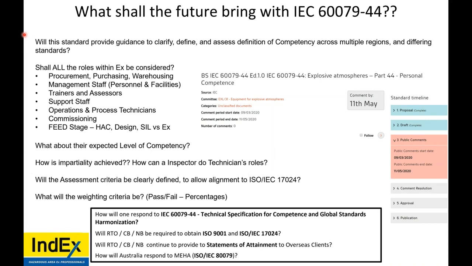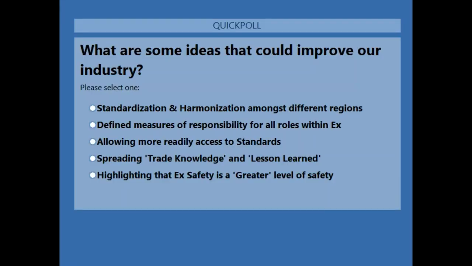Okay, next poll. What are some ideas that could improve our industry? Okay, polling is open for everybody. We could standardize and harmonize amongst different regions our understandings, roles and responsibilities, such as 44 is doing. We could define measures of responsibility for all roles. We could allow more access to standards. We could pass on our trade knowledge and lessons learned, which are rarely ever admitted to.